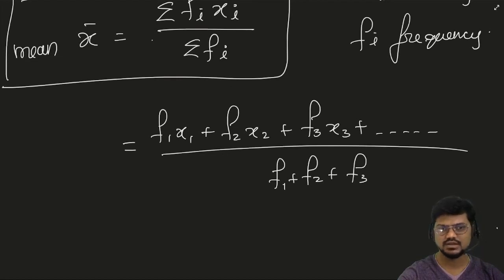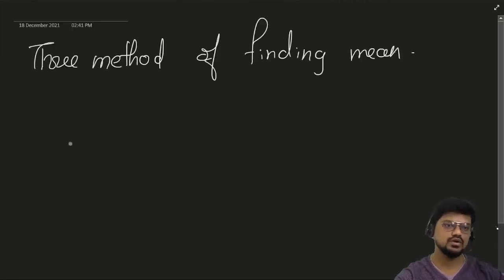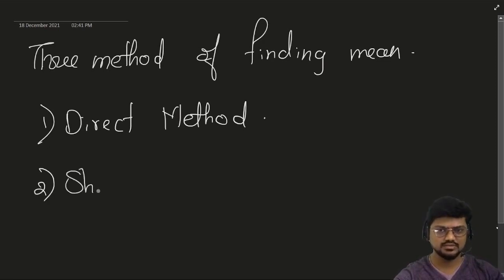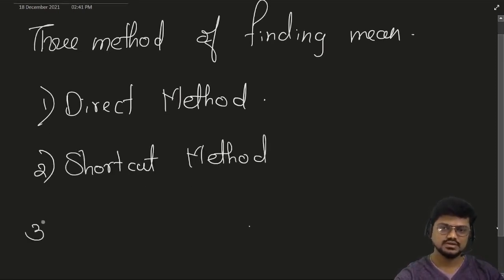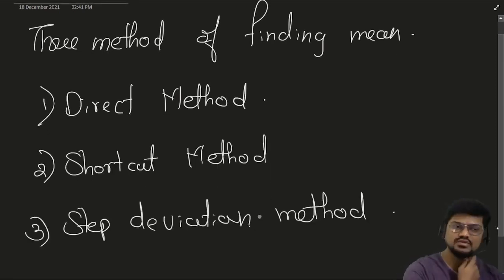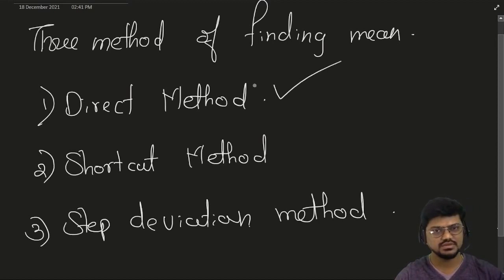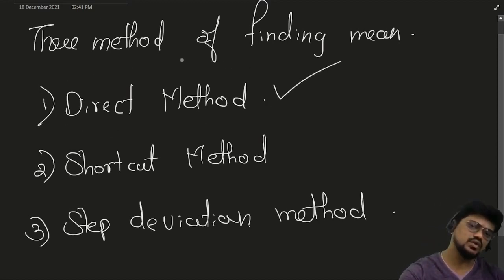Class mark, I'll explain directly in the sum. Now, there are 3 methods of finding the mean, and we'll be learning all of them. The first one is the direct method, the second one is the shortcut method, and the third one is the step deviation method. The formula I have given you just before was for the direct method. We'll be solving some sums from the direct method, and then I'll tell you what the shortcut method and step deviation method are.